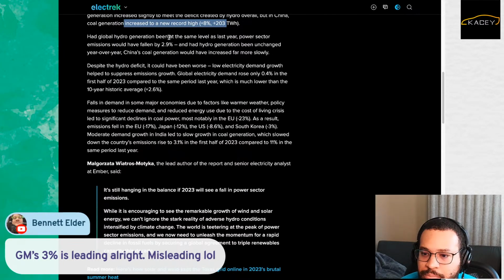Had hydro generation been at the same level as last year, the power sector emissions would have fallen by 2.9%, and China's coal generation would have increased far more slowly.